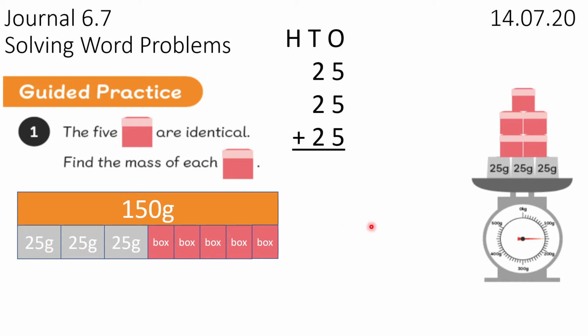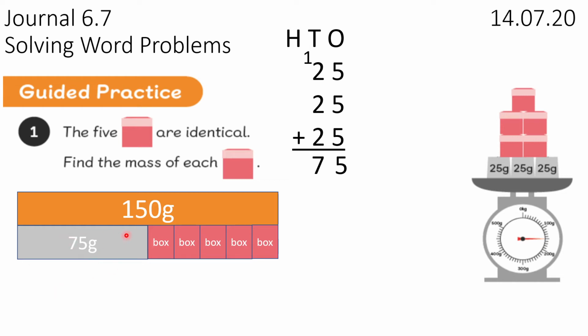we're going to do it in column method. You might be able to do it in your head, but let's just do it in column method. So 5 add 5 add 5 is 15. So we'll keep our 5, regroup the 1. 2 add 2 add 2, so 2, 4, 6, add the 1 makes 7. So we know that the total of the masses together is 75, so I can change it to 75.